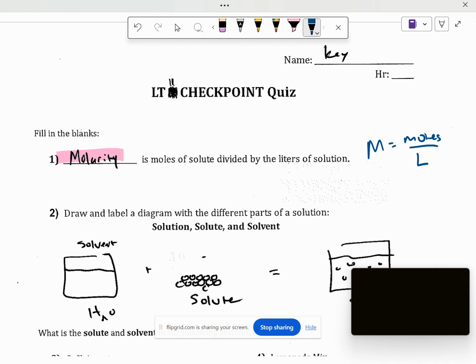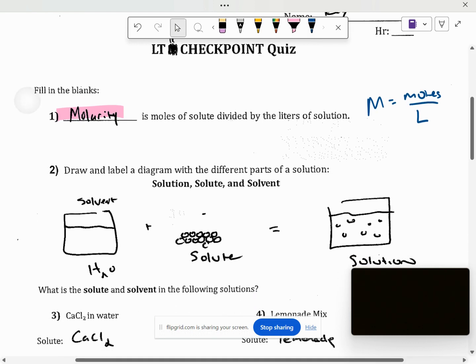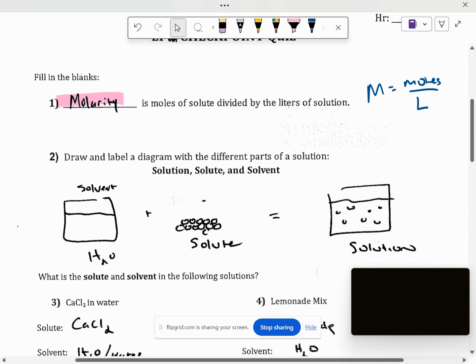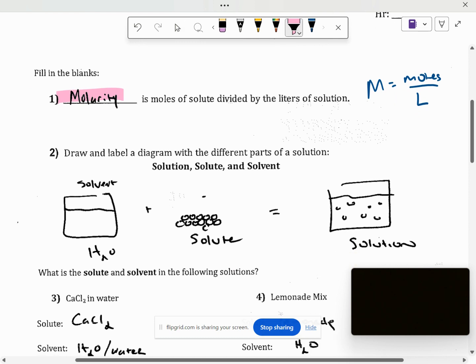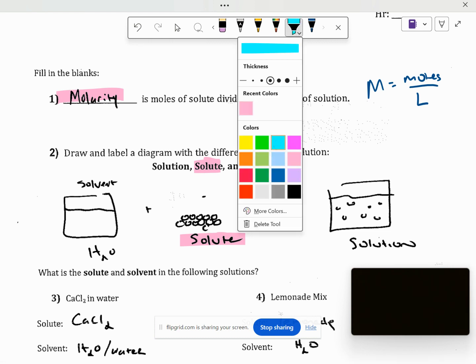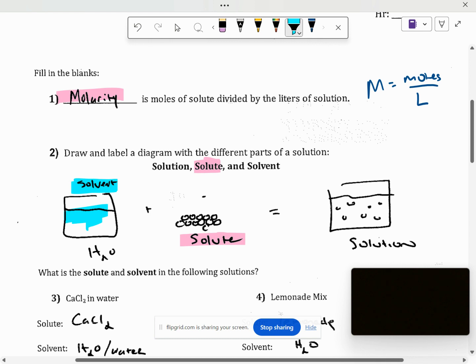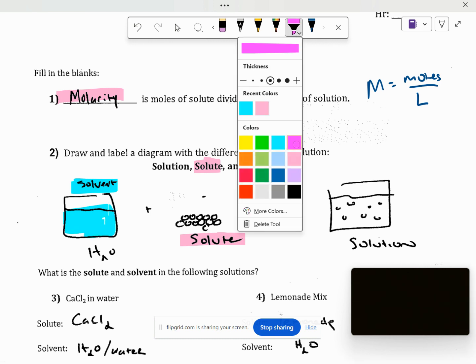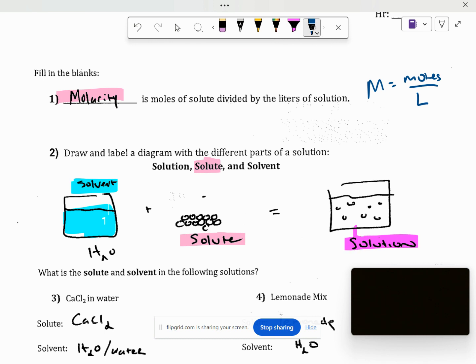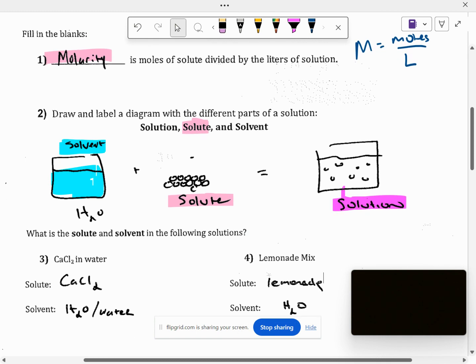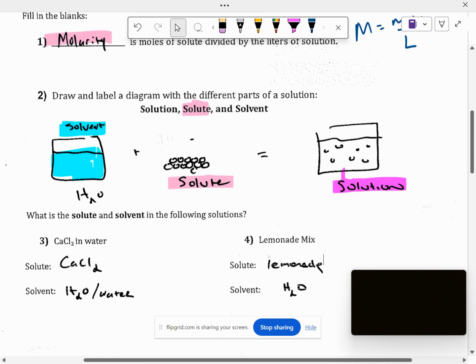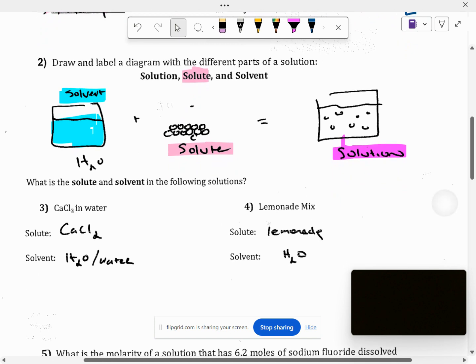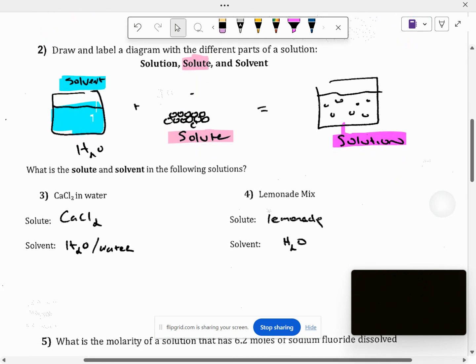Okay. Number two, we're talking about how we make solutions. Just remember the solute is whatever the solid is, right? The solvent is what does the dissolving, and it's usually just water, right? So we add the solute to the solvent, we make a solution, and the solution has particles. So in the case of our Kool-Aid lab that we did yesterday, the Kool-Aid was the solute and the water was the solvent.